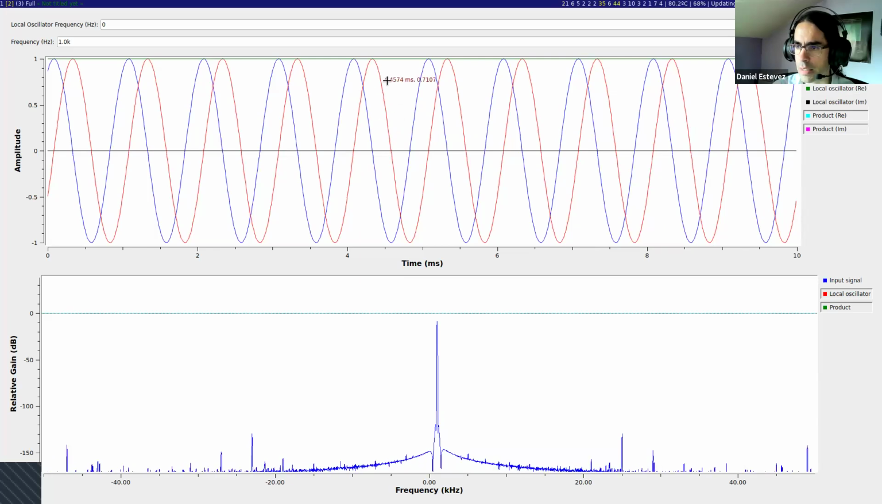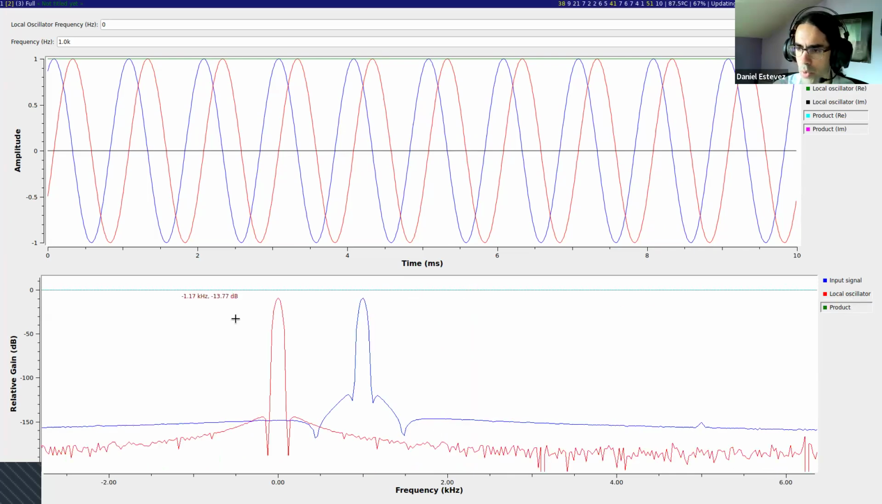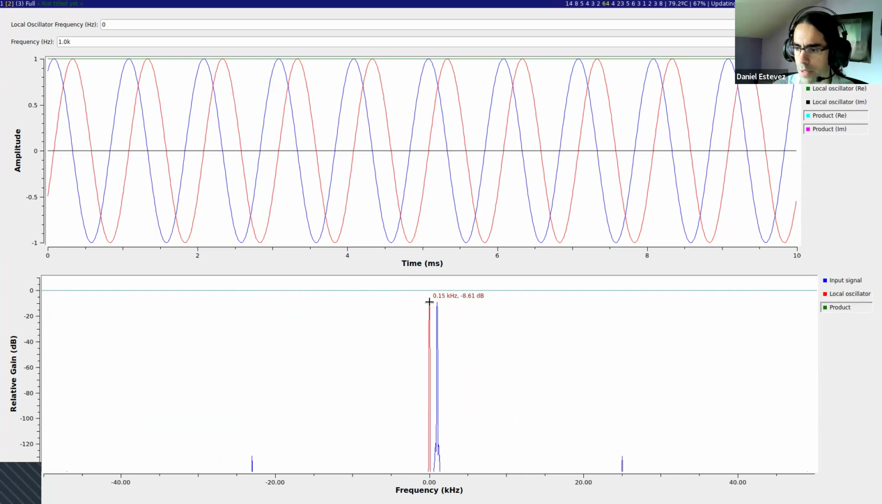So what happens with the local oscillator? Basically the same. It is now 1, and I can show it as the, sorry, not the product, the local oscillator. So the same thing as before, because I haven't changed its frequency so far. And the product, we can see that it is still the same as the original input signal. The spectrum, it is plus 1 kilohertz. But let's see what happens when I put 100 hertz, which is the same thing I did before.